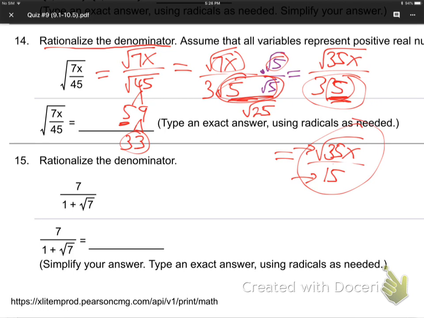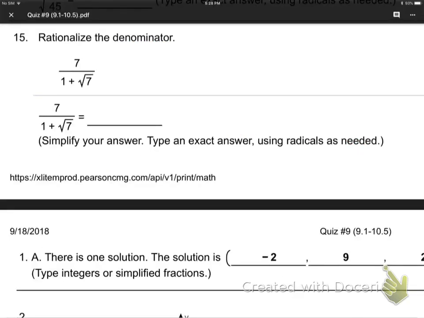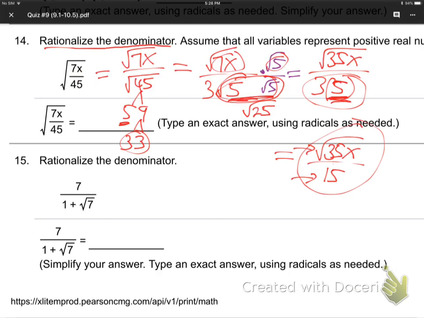And there it is. Okay, so number 15, same kind of thing. We got to rationalize the denominator, which means get rid of the root from the denominator. The difference on this one is that we not only have a root, but we also have a plus or minus. Look back at the last one. We had a root on the bottom, but we didn't have a plus or minus. Nothing was added. Even here, it was 3 times the root of 5. It wasn't 3 plus the root of 5.